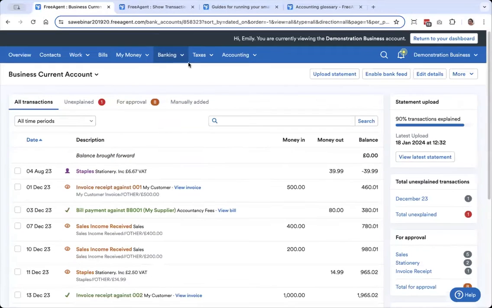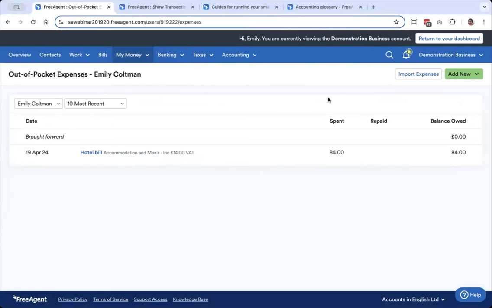One final transaction I want to show you is an out-of-pocket expense. So here we have some money that I've spent on a hotel bill. An out-of-pocket expense under My Money Expenses, this is money that you've paid out of your own back pocket or one of your employees has on a business cost. You've spent it on something for the business. So I've spent some of my own money on a hotel bill.